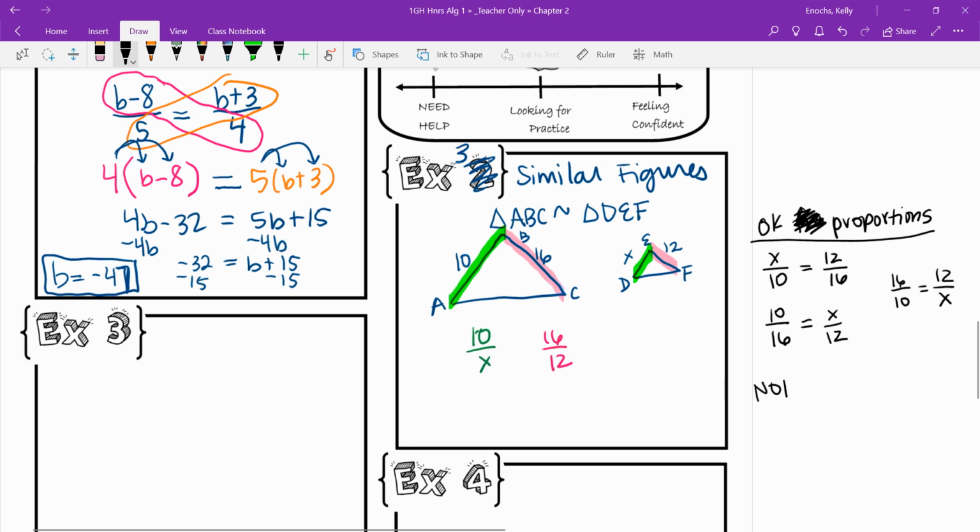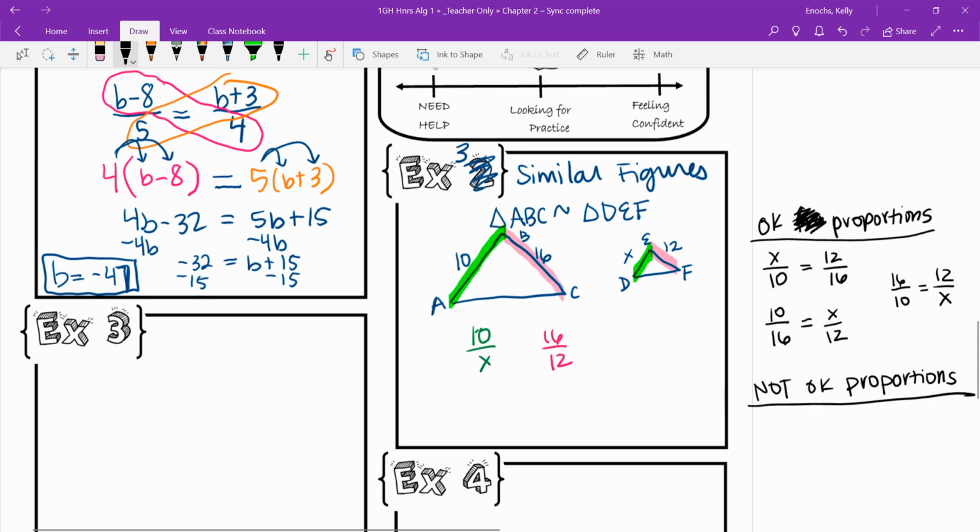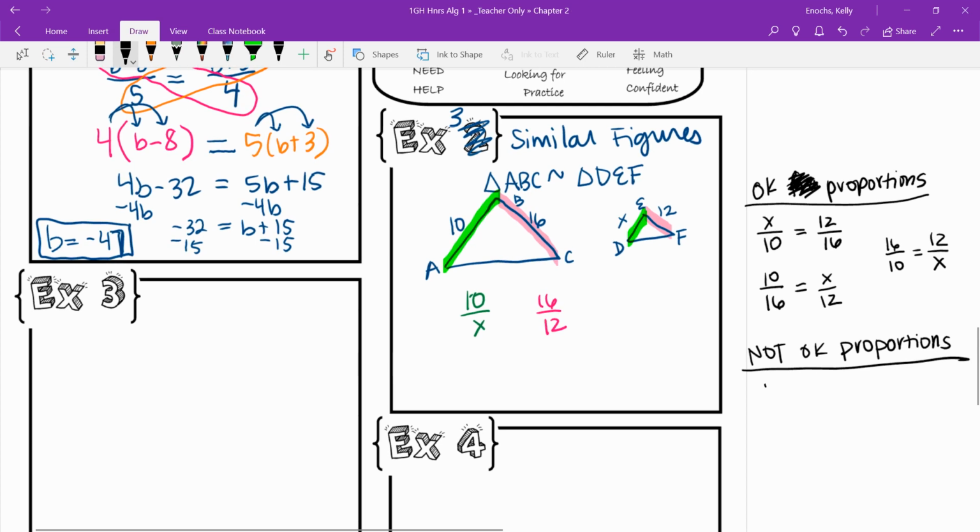Ones that would be not okay would be if you paired two side lengths that aren't color coded together, or if they weren't in the same triangle. So you'll notice 16 and x are two different colors and they're in two different triangles. So that means they cannot go with your 12 and your 10. Okay, that's not okay.